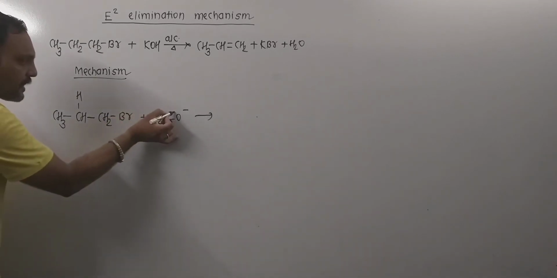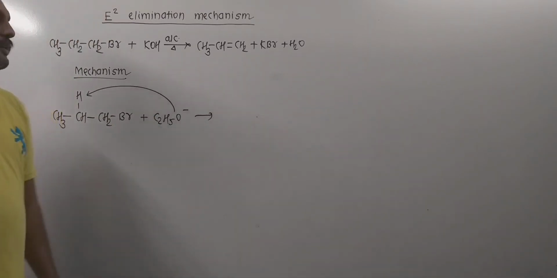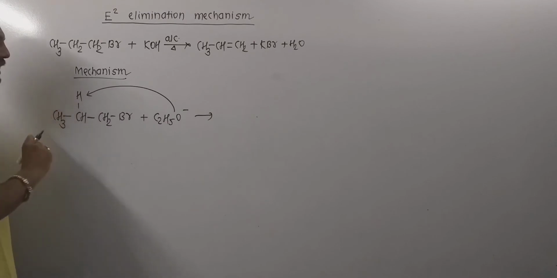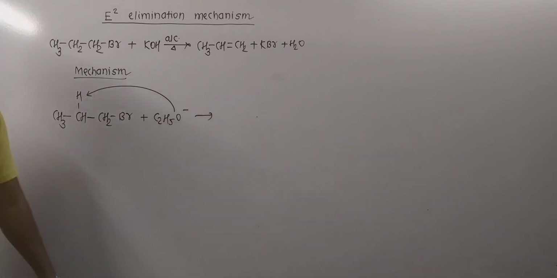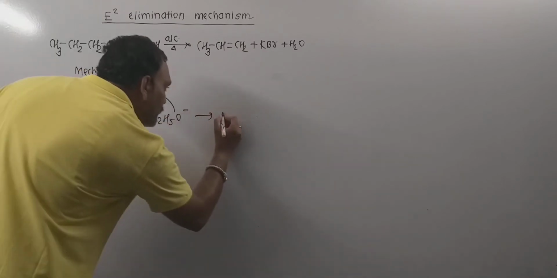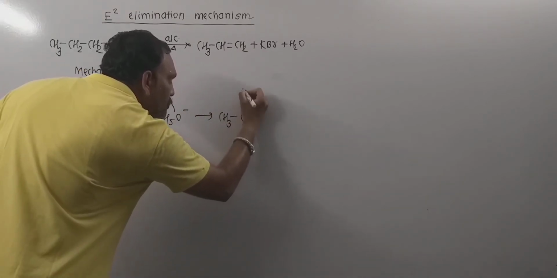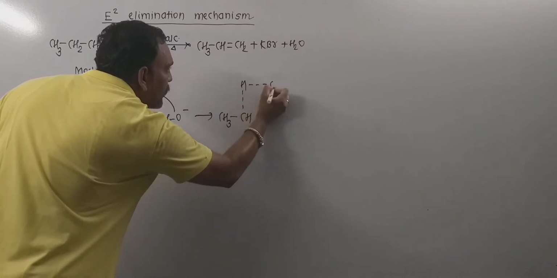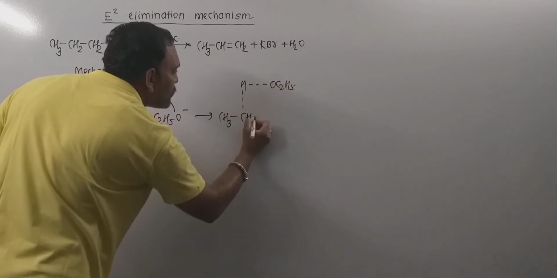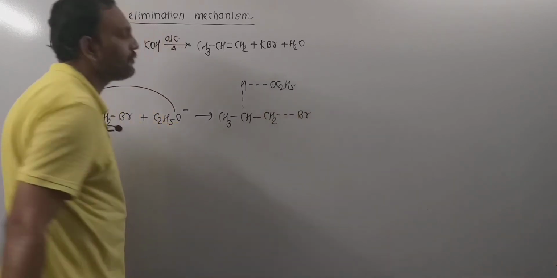So, what happens exactly? This base attacks the beta hydrogen, due to which removal of beta hydrogen and halogen from the alpha carbon takes place simultaneously. Thus, it is a one-stepped process, and this can be given as. So, this is the exact situation right here.